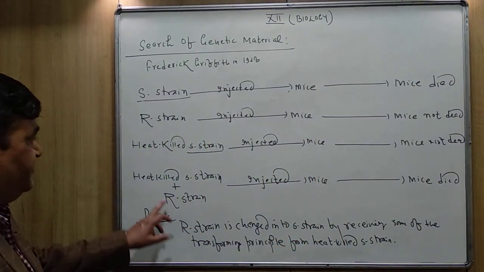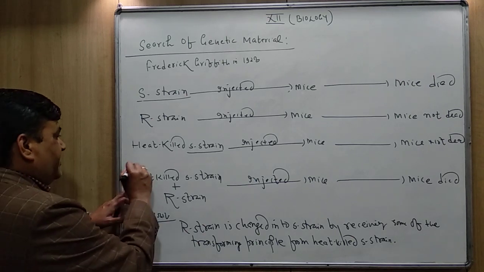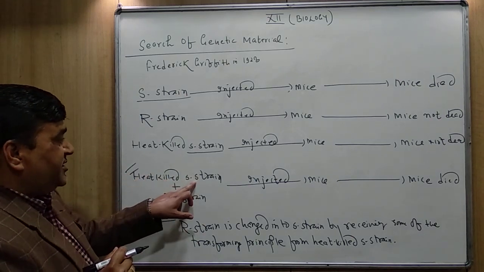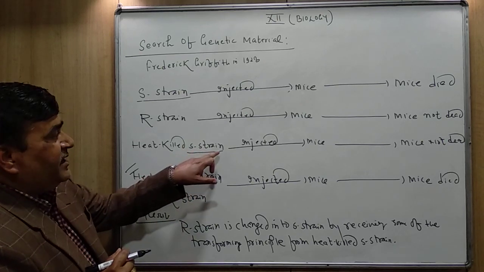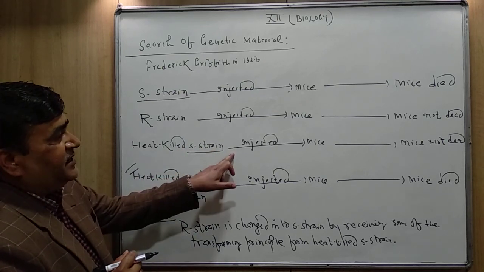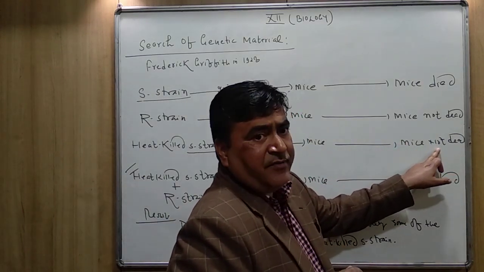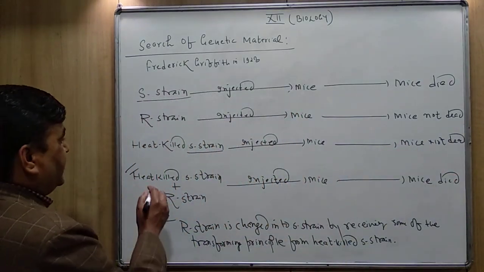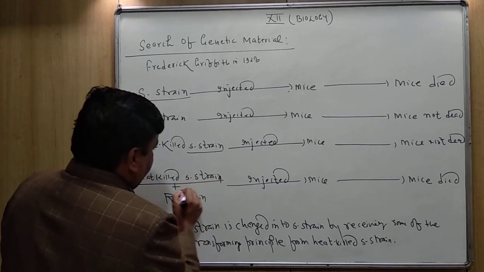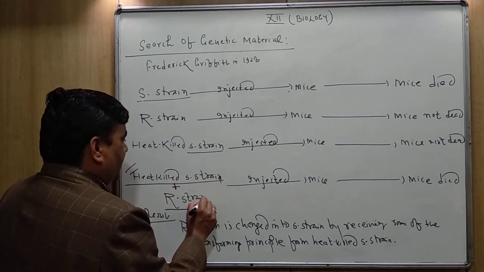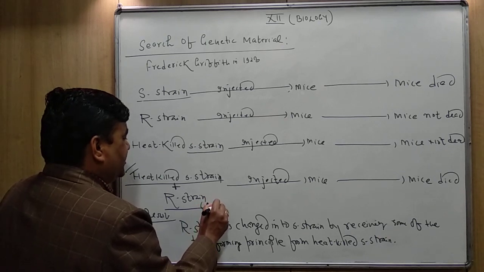You can see here, this stage is very, very important. Heat-killed S strain, separately, when it was injected, the mice remained alive. But when the heat-killed S strain was mixed with the R strain, as you know, R strain is the avirulent strain.